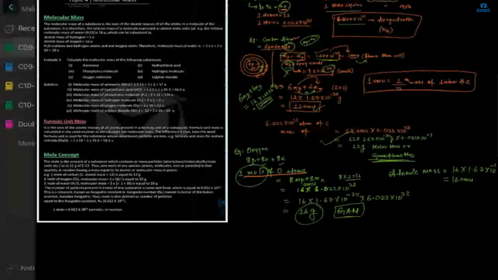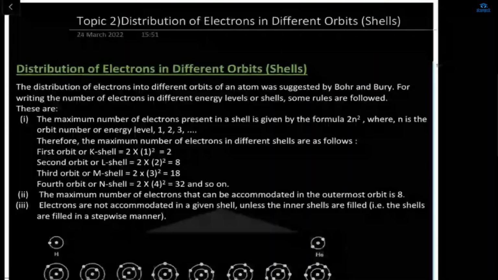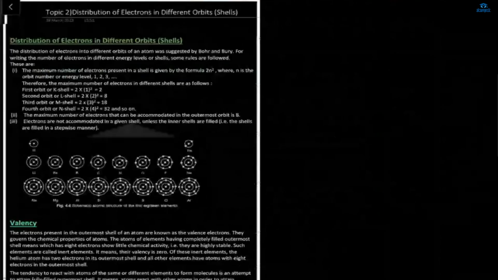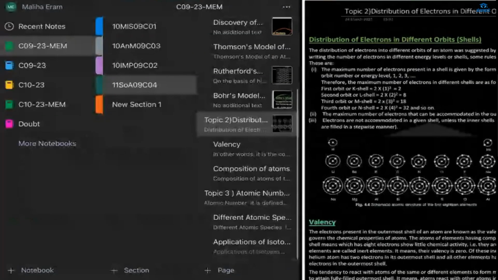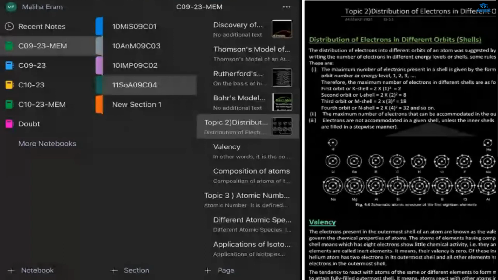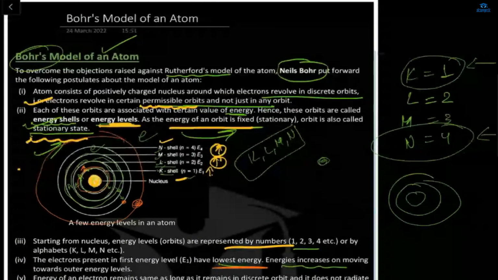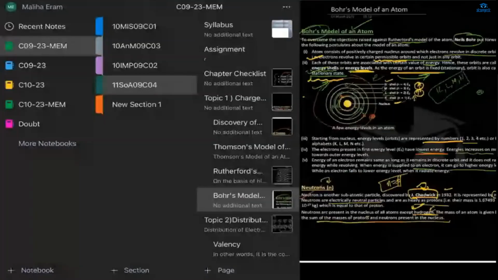Okay. So what is next? Next is distribution of electrons in different orbits. Means how electrons are distributed in different orbits, K, L, M, N, right? So this part is left, and valency is left. Only five topics are left now. From distribution of electrons, I'll start in the next class. Today till Bohr's model I'm completing.